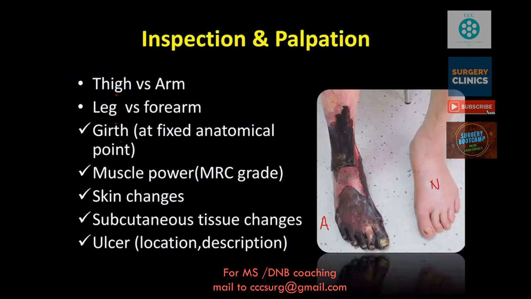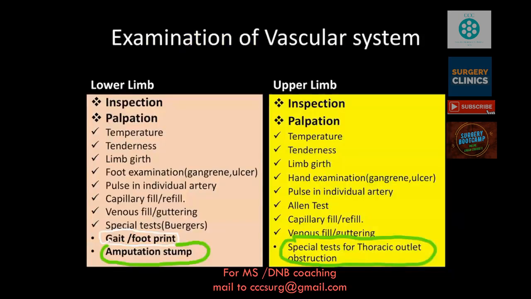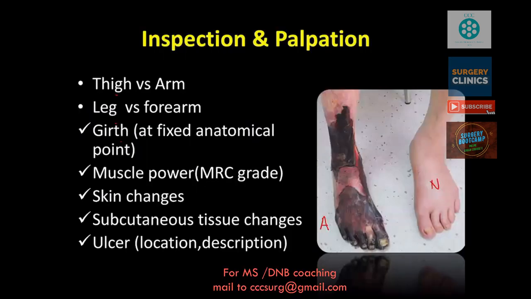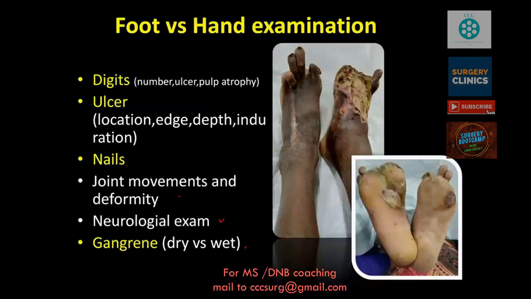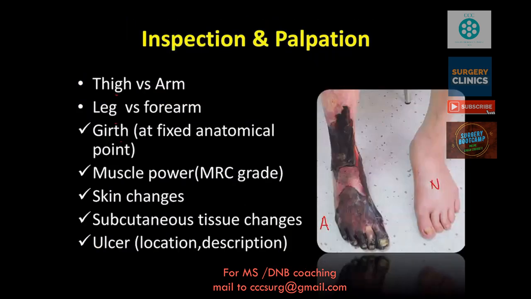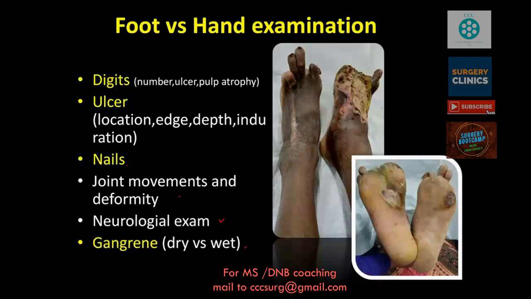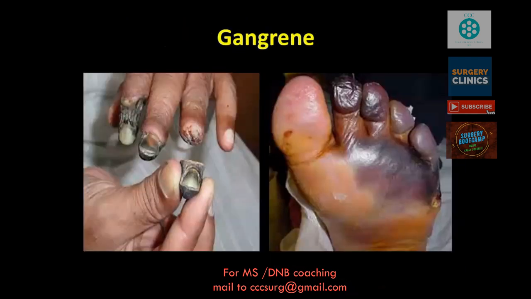Now kindly see that I have transgressed from the conventional teaching and I have combined inspection and palpation. Those of you who will be appearing for your MRCS examinations, or for your DNB in some centers, you are required to say the summary of the case. You cannot waste your time saying inspection findings, then findings in palpation. So please see the findings together. Thigh, leg, girth, muscle, skin change, subcutaneous tissue. Digit, ulcer, nail, joint, movement, neurological, and gangrene.